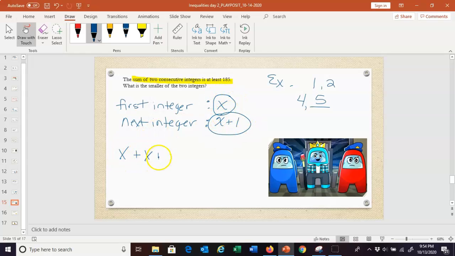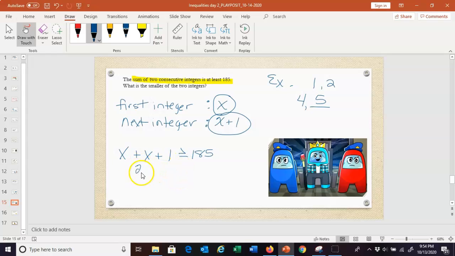X plus x plus 1. Now it says that is at least 185. That means it can be 185. It can be 186, 187, 188, but it's at least 185. So that means it's greater than or equal to 185. Can it be 184? No, so it's not less than.